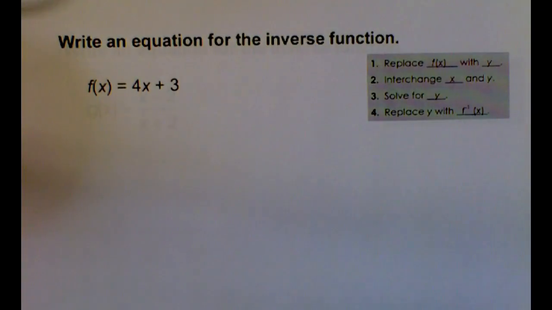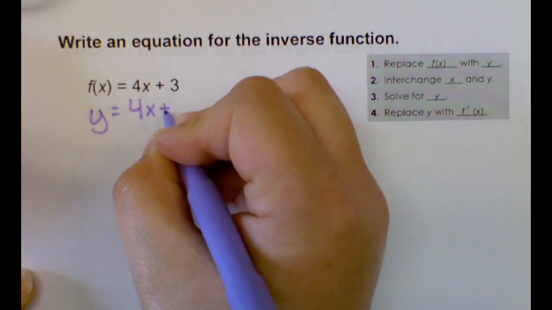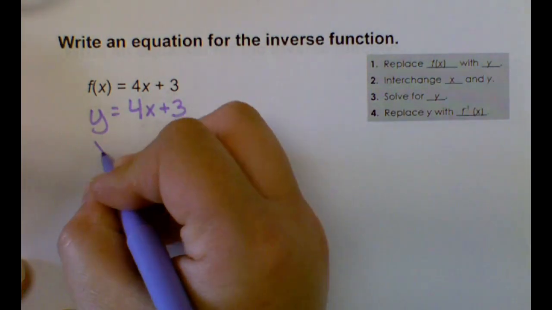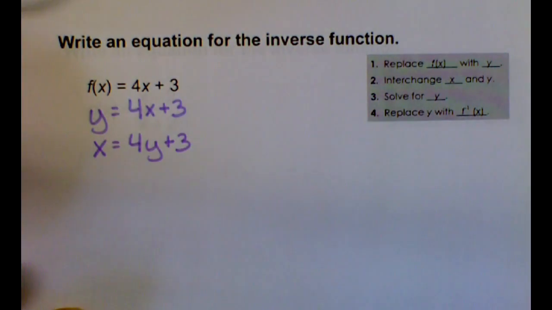So let's find our inverse. We start by changing f of x to y. Then we change all y's to x's and all x's to y's. So x equals 4y plus 3. Then we solve for y.